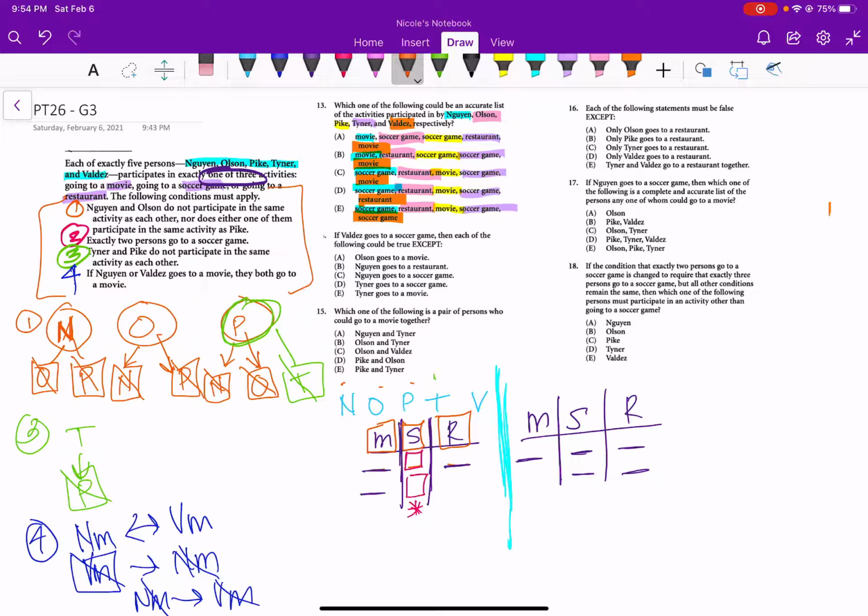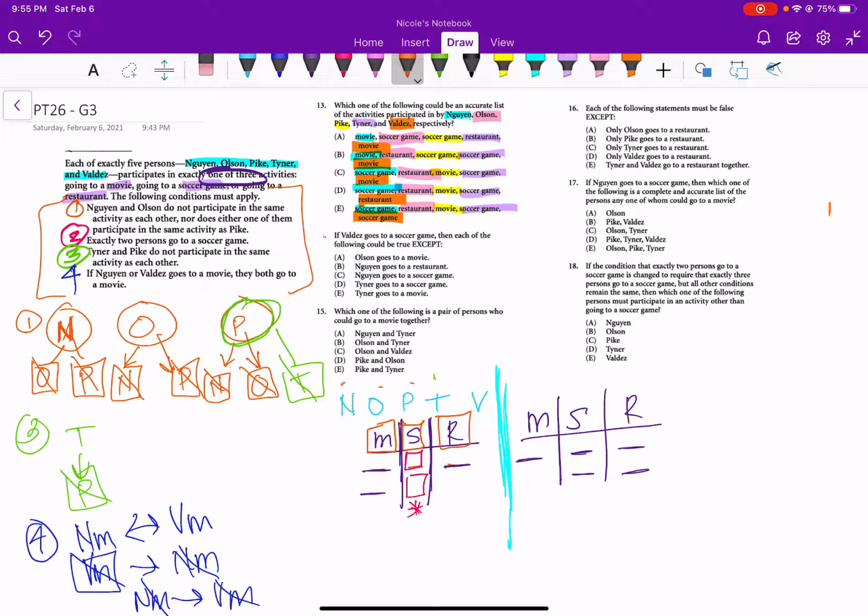And so Velez is going to the movie here. So A is okay. For B, we also have Velez going to the movie, so that's okay. In C, we have N going to a soccer game. The other person going to a soccer game is T, and that's okay. In D, we have N going to a soccer game, and we also have Tyner going to a soccer game, and that's okay. And then in E, we have N going to a soccer game, Velez going to a soccer game, and Tyner going to a soccer game.